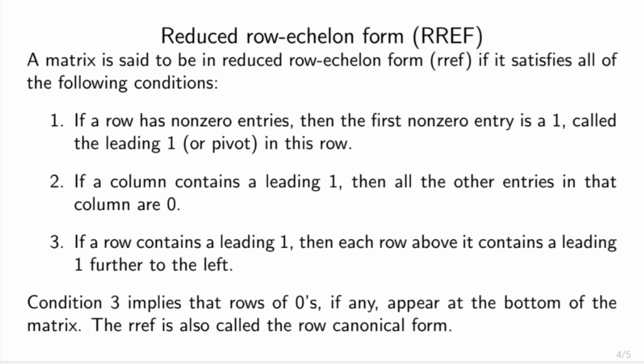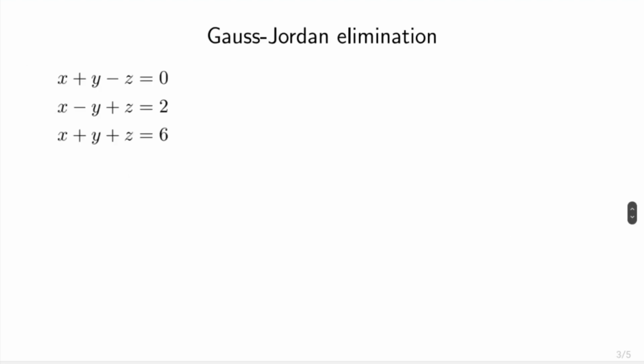So let's do an example. The same equation as we had before, the same equation we used to illustrate Gaussian elimination. Now we want to use it to illustrate Gauss-Jordan elimination. So again, we collect the coefficients. We have 1, 1, minus 1, 0. Then we have 1, minus 1, 1, 2. Then we have 1, 1, 1, 6.